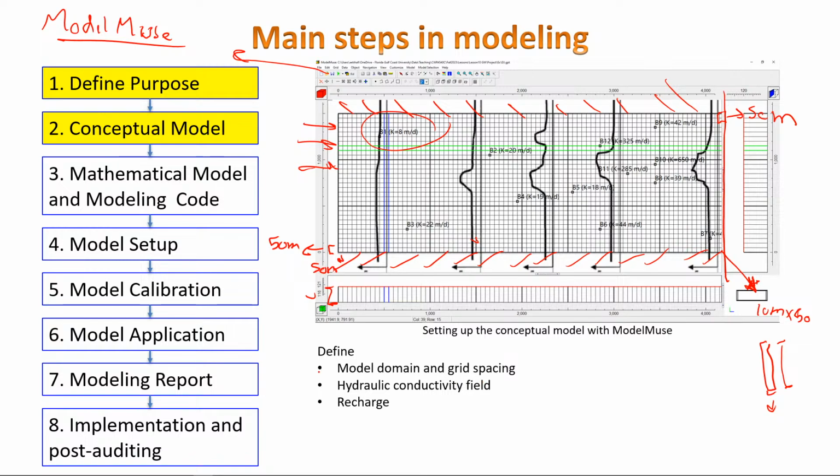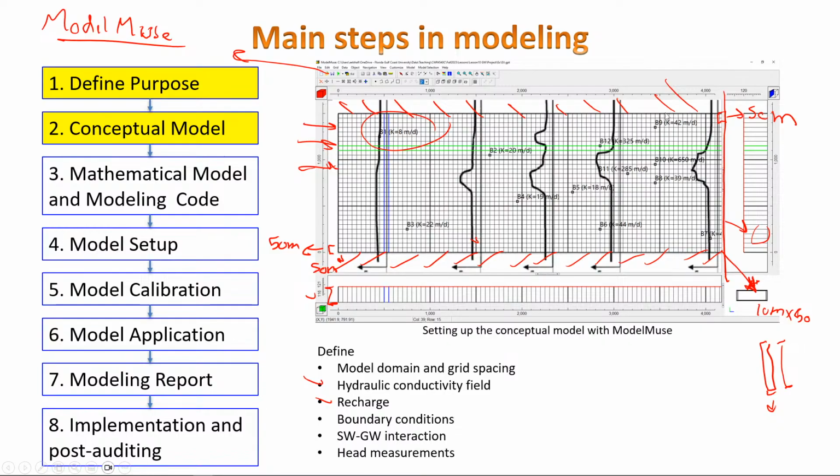Hydraulic conductivity field. You did this before. Recharge. The recharge will be given to you. Boundary condition. We did this before. Surface water-groundwater interaction. We have a river here, and I will give you some information about this river. We will do this now, actually, in this video, in the coming slides.